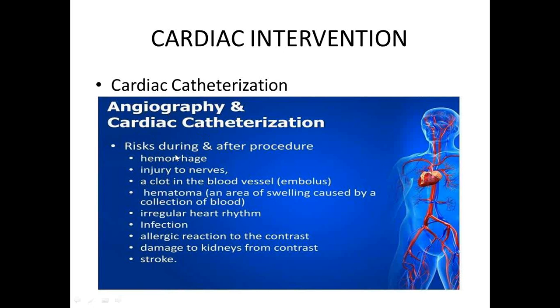With the radial approach, because they're much smaller blood vessels and you have much more control over the blood vessel, you don't usually see significant hemorrhage. Injury to nerves, especially the femoral approach, because the femoral nerve lies in close proximity to the artery, so you can traumatize the femoral nerves. Of course, arrhythmias: the patient can develop ventricular tachycardia, ventricular fibrillation, heart block, complete heart block.